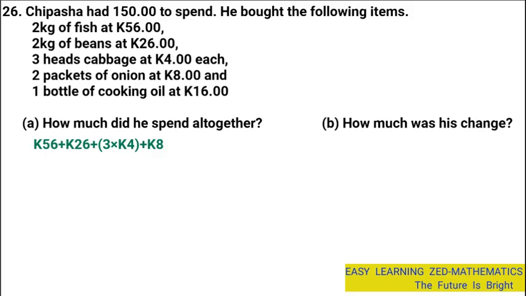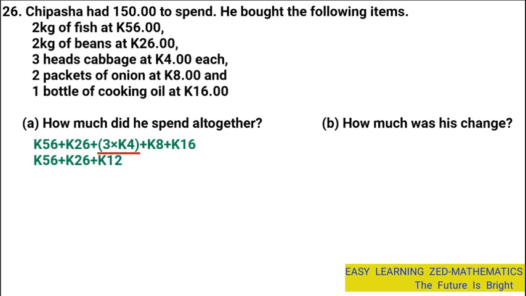Okay? So what I'm going to do now is evaluate this expression. Remember BODMAS. I'm going to start from those numbers in brackets. BODMAS here is very important. So I'll start with this area, which is 3 multiplied by 4 kwacha. So I'm going to copy 56 plus 26 just the way it is. Then I'm going to multiply 3 by 4, which will give me 12 kwacha, plus 8 kwacha plus 16 kwacha.